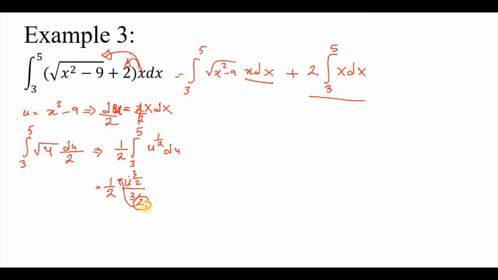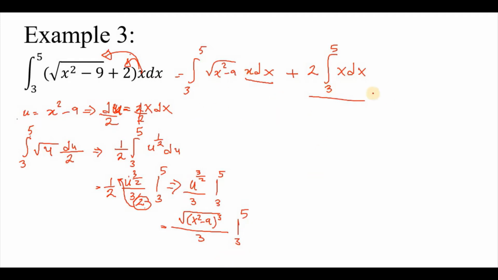So I will have 2 over 2, which will cancel. So this is from 3 to 5. They're going to cancel. u to the 3 over 2 over 3 from 3 to 5. Now I have to substitute u with this value, which is this amount right here. So this is going to become the square root of u, which is x squared minus 9, all to the 3rd power over 3 from 3 to 5, and then you find that answer.